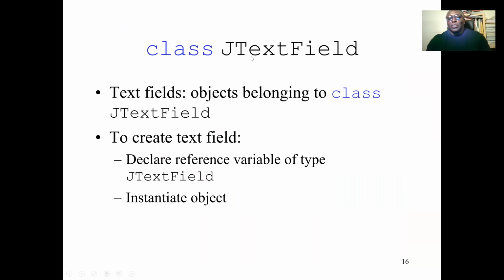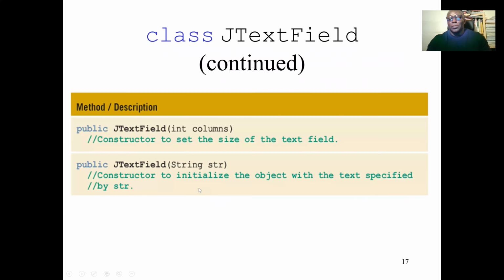Then we also have the JTextField. We say the text field is also an object that belongs to a class JTextField. If we want to create a text field, we declare the reference variable of a type JTextField. Again, same concept as the JLabel. Then we instantiate the object. So here we have a JTextField.